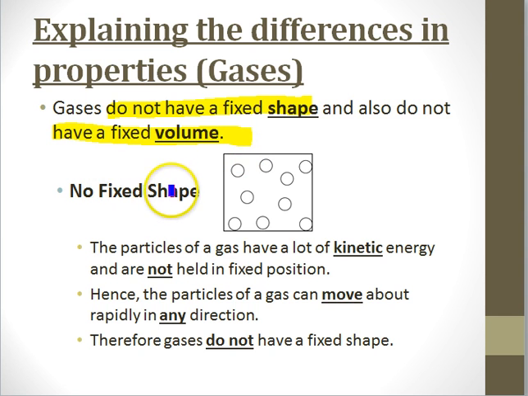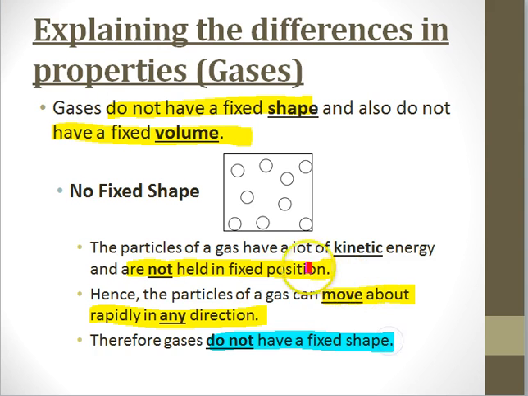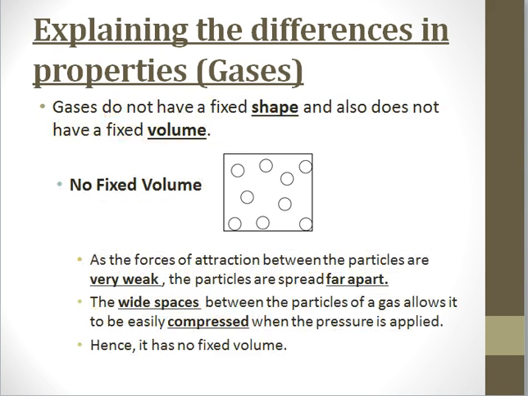So why does it not have fixed shape? Think about it. Your particles have a lot of kinetic energy. They are definitely not held in fixed position. They are moving rapidly in any direction. So if your particles can move, they do not have fixed shape. So not held in fixed position, can move rapidly in any direction, therefore they do not have fixed shape. How about the next one?